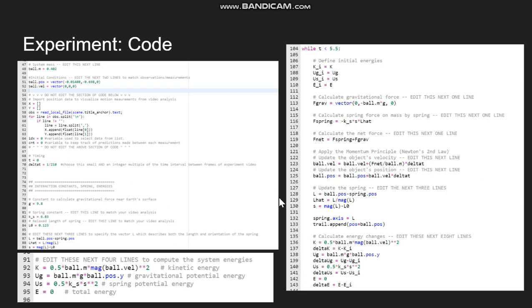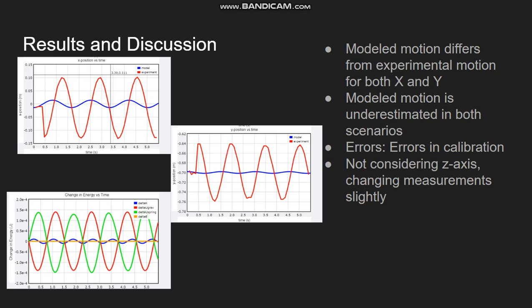Newton's second law can be seen in lines 123 and 125, where 123 represents velocity update and 125 represents the position update. The initial conditions, such as the ball's initial mass, position, and velocity, can be seen in lines 48 to 52. Results and discussion.